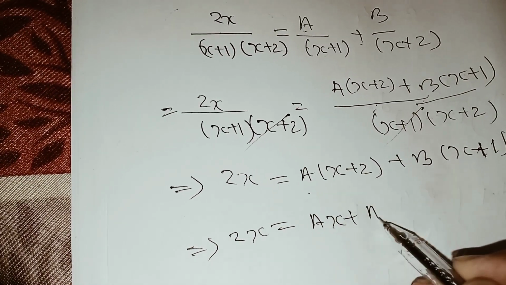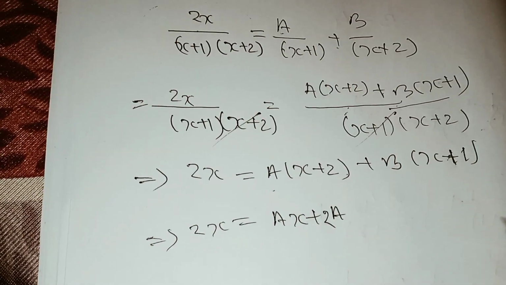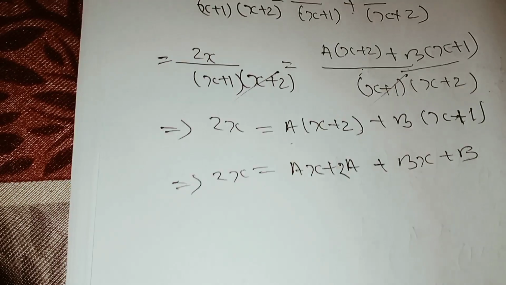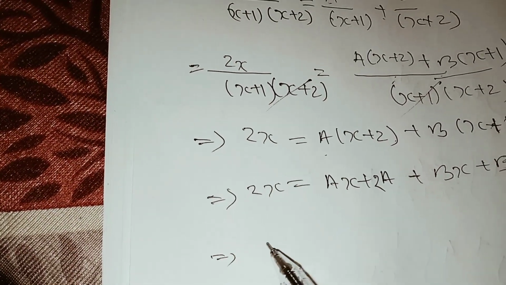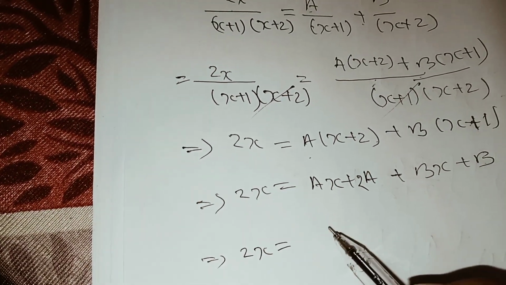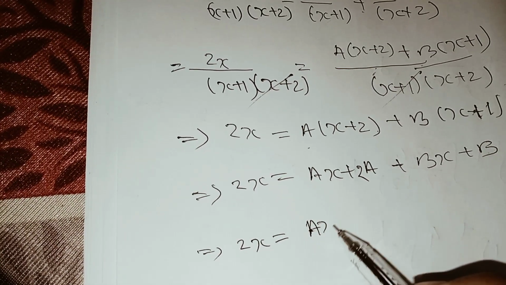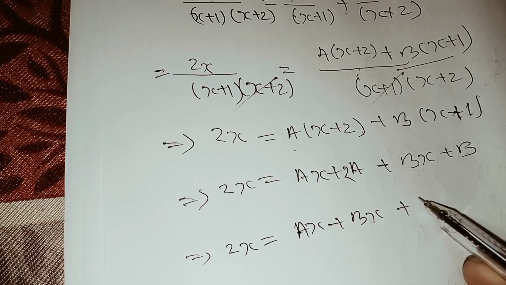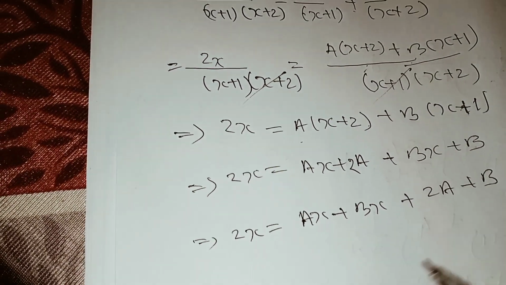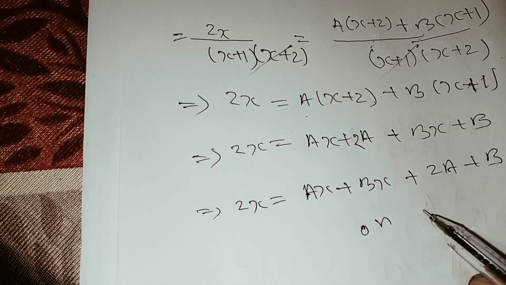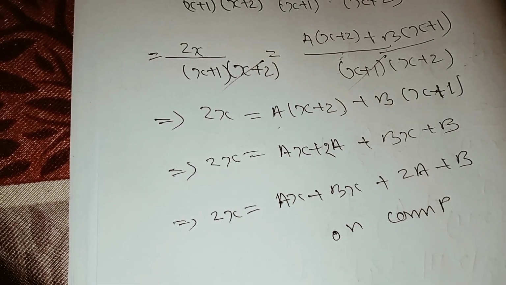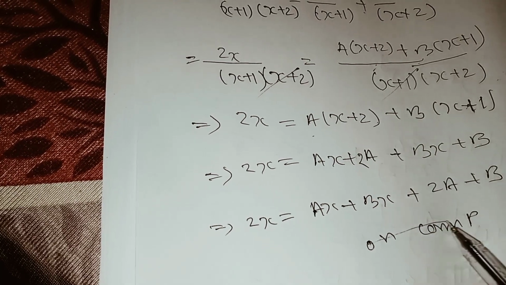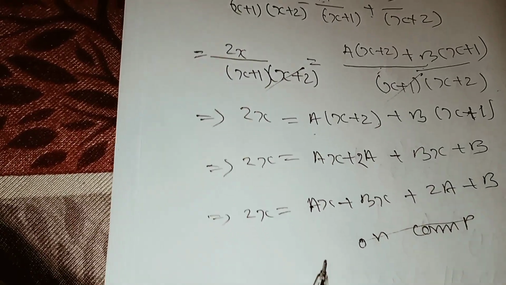Ax plus 2a, so plus bx plus b. Simply we can write: twice x is as it is, and the similar terms will have to be separated. Ax plus bx, the constant term 2a plus b. So on compare, we have to compare. Before that we have to write a further line for your understanding.